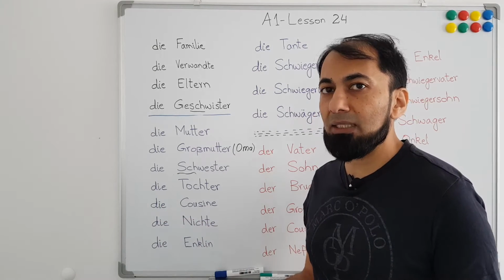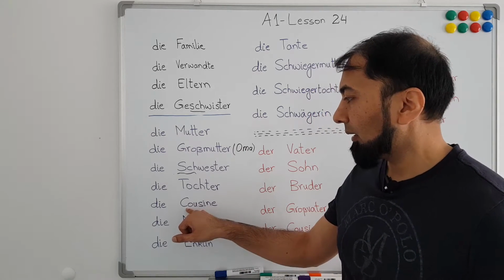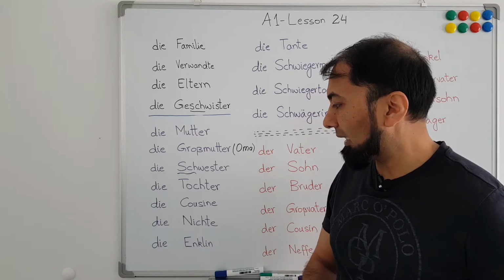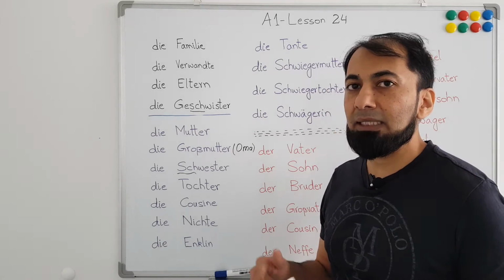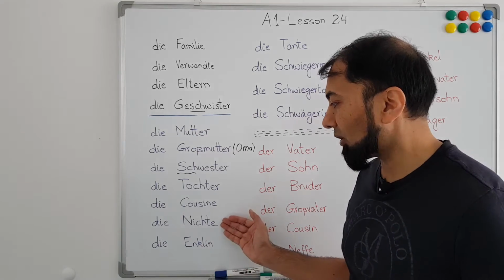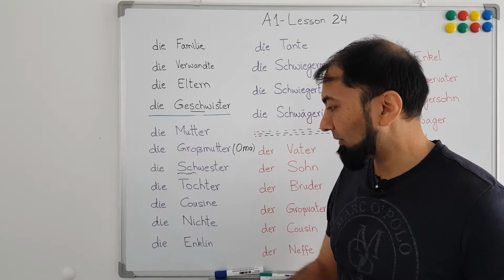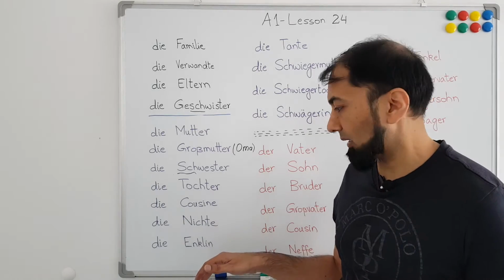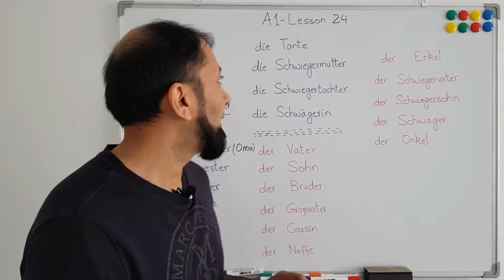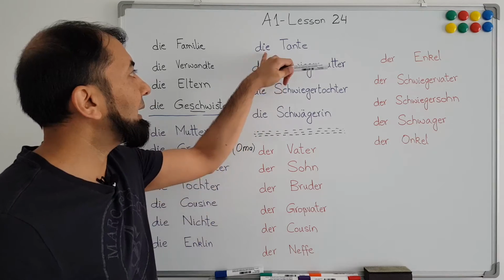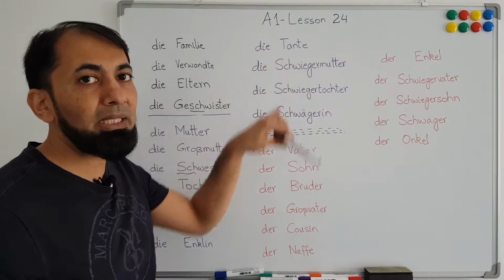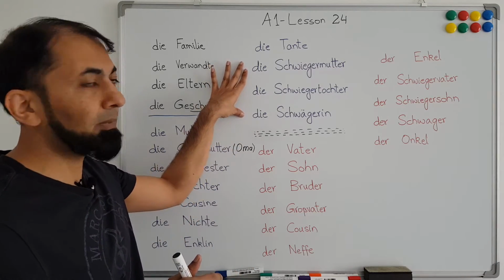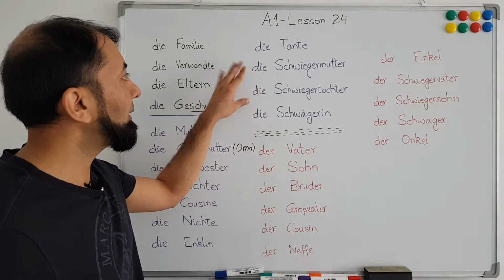If there is a female cousin, then you will call her Cousine. Die Cousine. Next we have die Nichte. Niece in German language is called Nichte. Next we have Enkelin. Enkelin means granddaughter. Then we have die Tante. Tante means aunt.